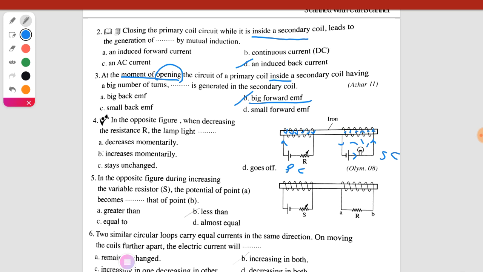In the opposite figure, when the resistance decreases, the current intensity increases. When the current intensity increases, backward induced EMF is generated. This current moves down, opposite to it moves up. This means that the direction of the induced current is in the same direction as the battery, so the current increases. This is the answer of this question.